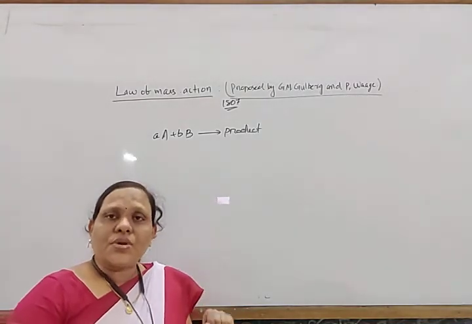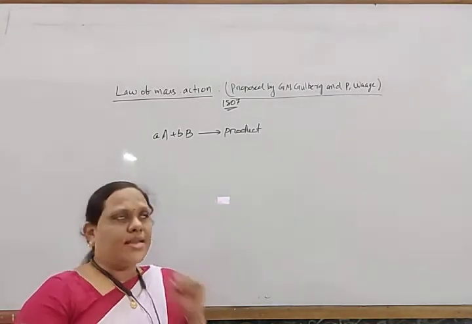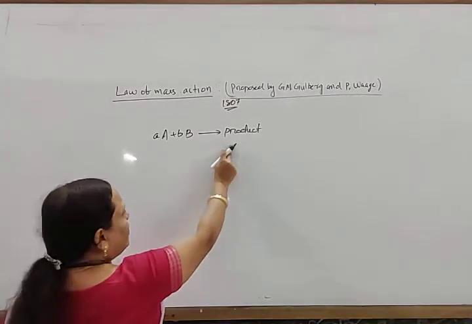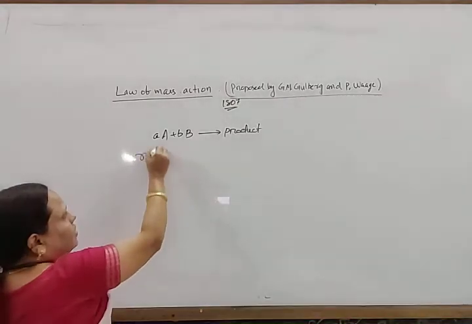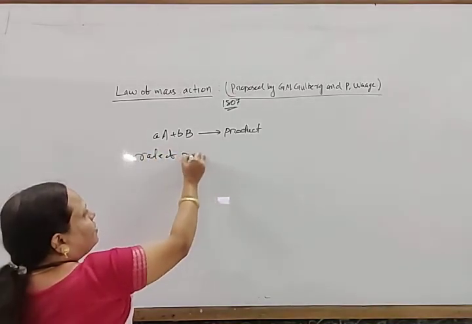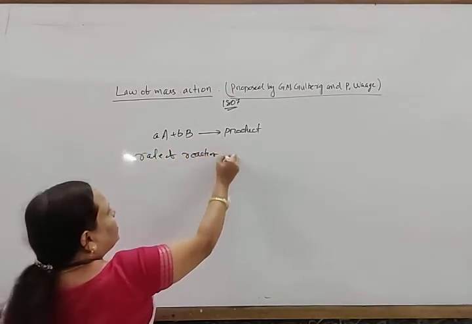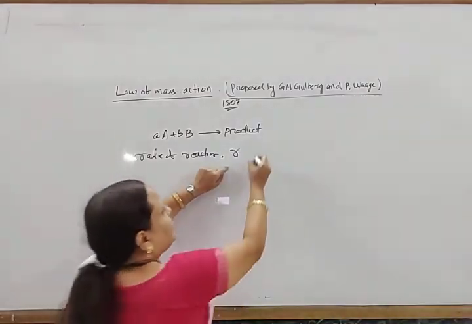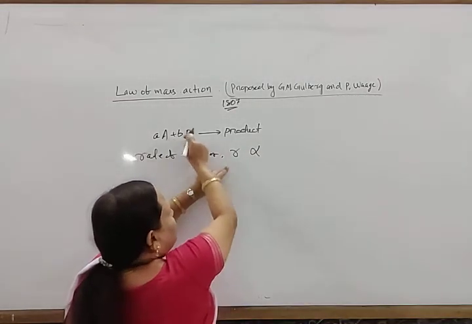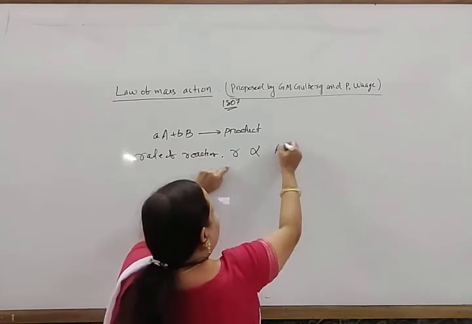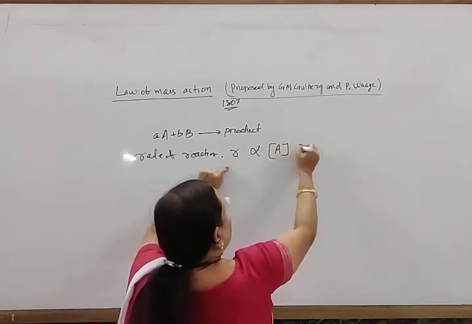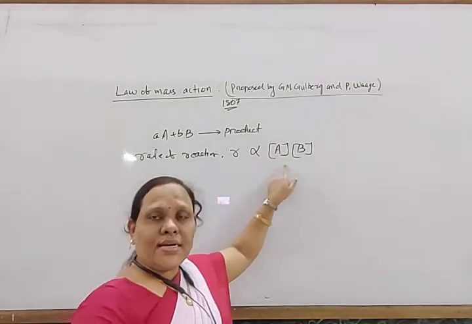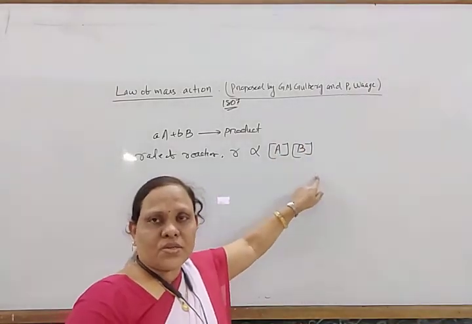That is also known as the speed of reaction. Suppose a reaction is given, aA plus bB, and the rate of the reaction is represented as R. So the rate of a reaction is directly proportional to the product of the molar concentration of the reactant species, which is given by the square bracket that represents the molar concentration.